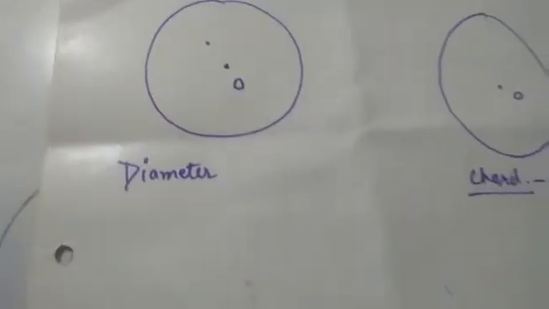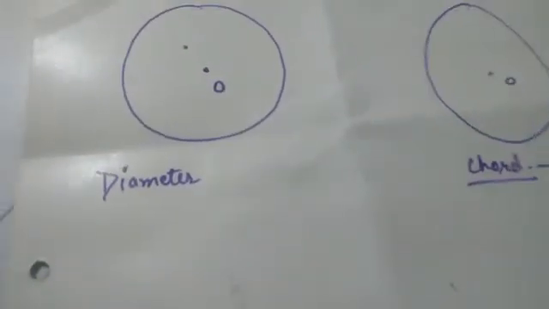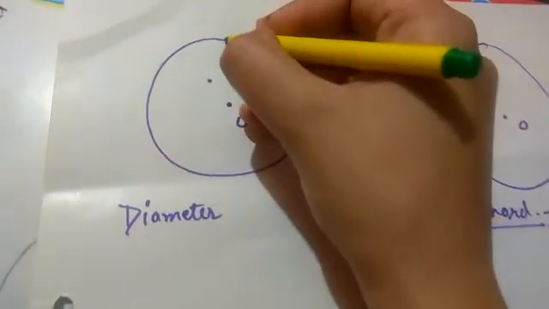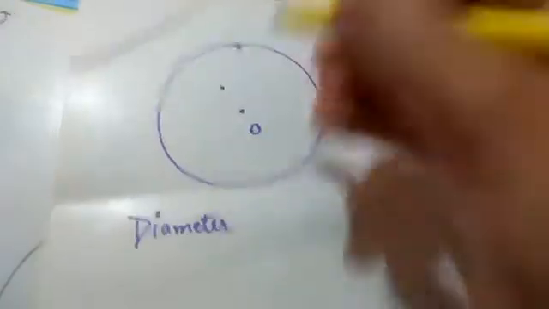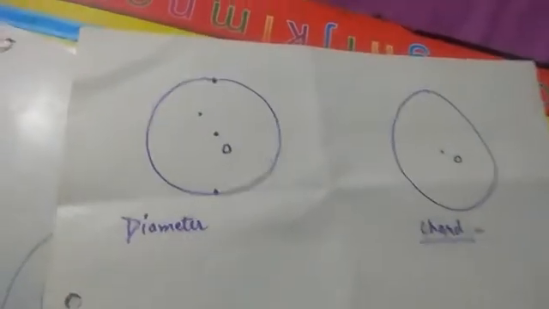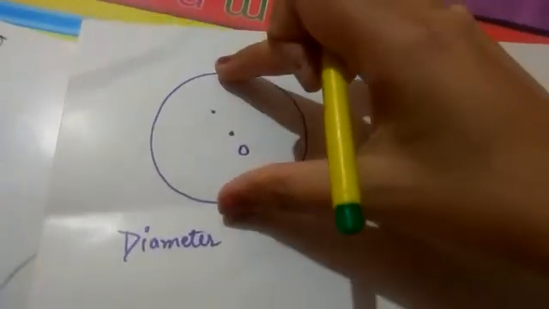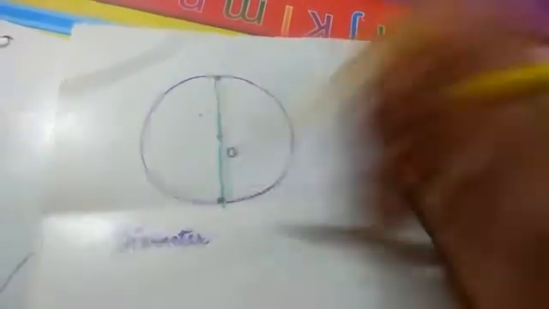Now see here, we have to discuss what is the difference between diameter and chord. What is the definition of the diameter? You have to choose any two boundary points, but you have to keep in mind that you have to choose only those boundary points such that the line joining these two boundary points must pass through the center of the circle. So this is the diameter of the circle.